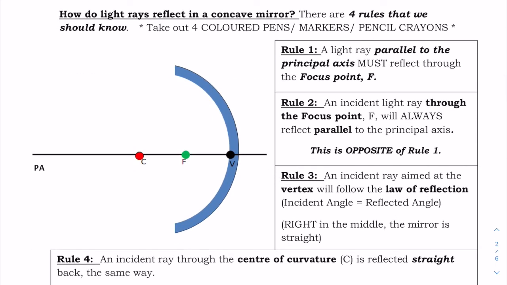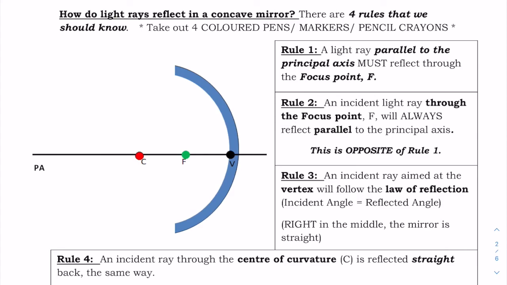So in this lesson, we're dealing with concave mirrors. Mirrors reflect light, so we're going to look at how light rays are reflected in a concave mirror. To help us with this, there are 4 rules that we need to know, and I'm going to recommend that you take out 4 different colored pens or highlighters to help you with this, and I'll color code it as well. So let's get started.